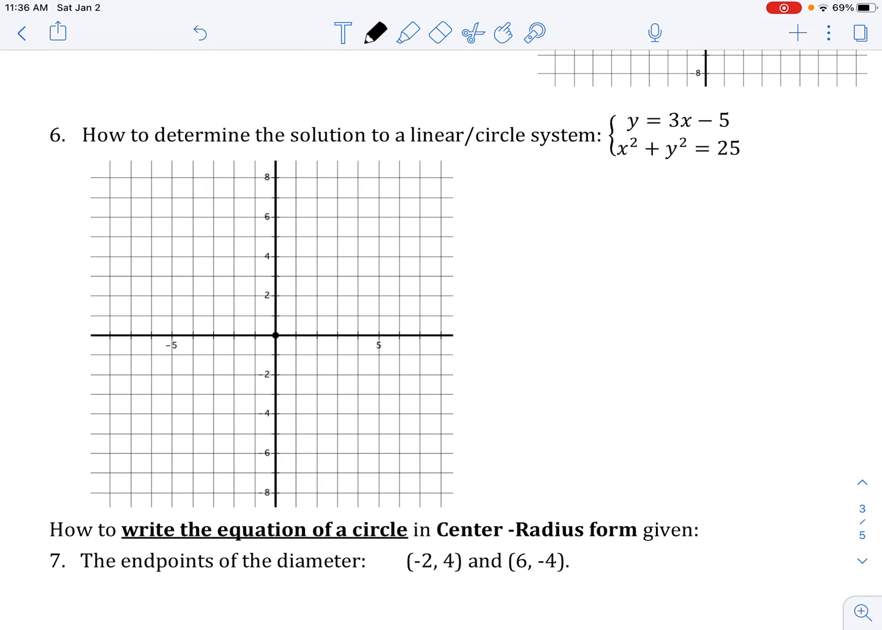Last semester, we talked about non-linear systems, and we did some work with lines and parabolas. Now we're going to do a line and a circle and talk about that type of system where we have solutions. All right, so we'll start with graphing the line, y equals 3x minus 5. So y-intercept of negative 5, slope of 3, 1, 2, 3, over 1, 1, 2, 3, over 1.